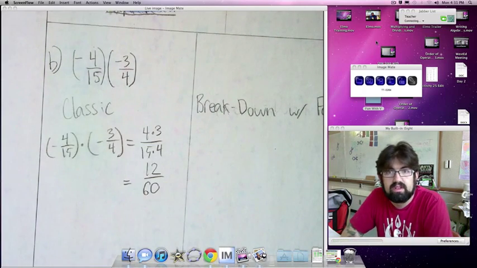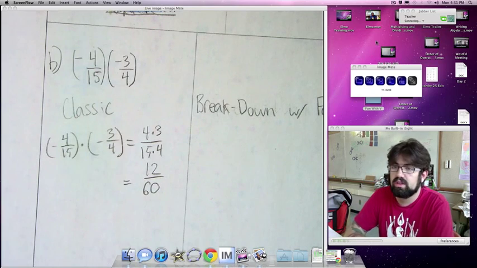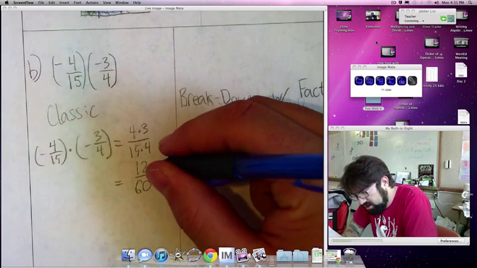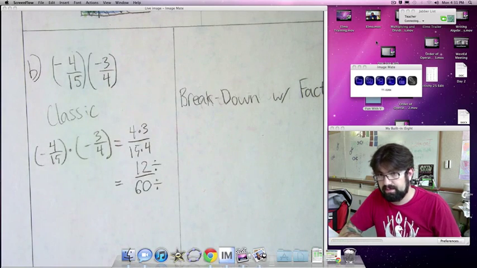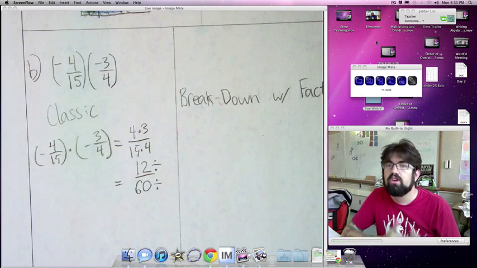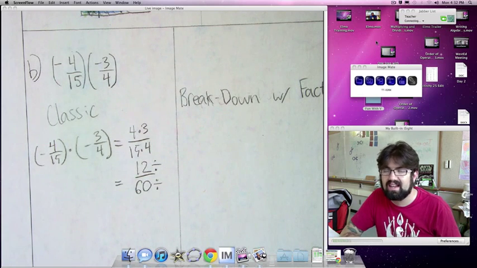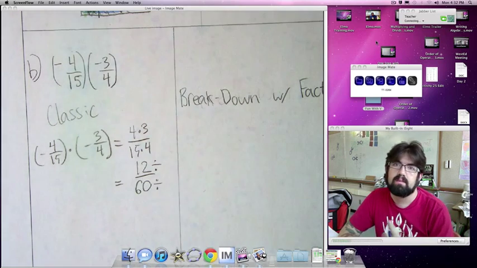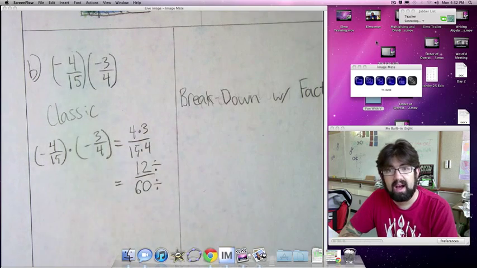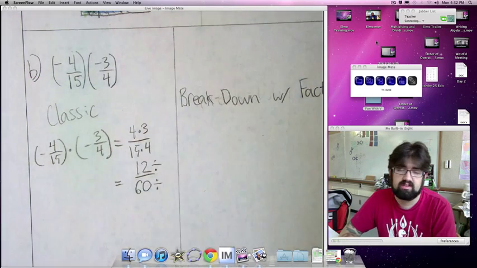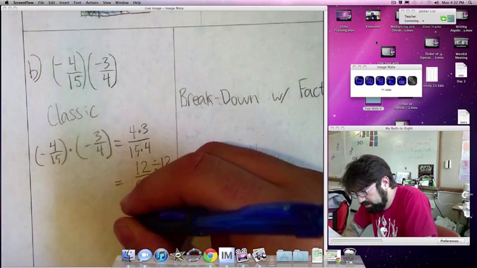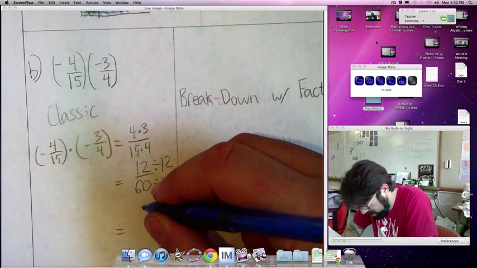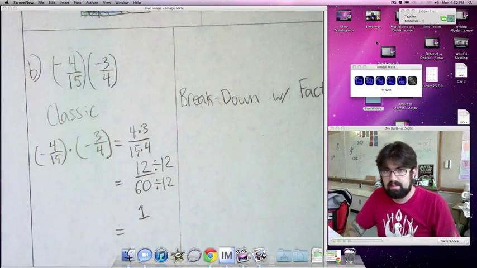Now the question becomes, can you simplify it? Absolutely. I'm just going to go for the big guns because I'm looking at it and I'm thinking both the top and the bottom can be divided by 12. If you use a smaller number, you have to keep simplifying until you cannot simplify anymore. Do not just simplify one time if you use, like, 2. You have to continue simplifying until you can't simplify anymore. So I'm going to simplify by 12. 12 divided by 12 is 1. 60 divided by 12 is 5.